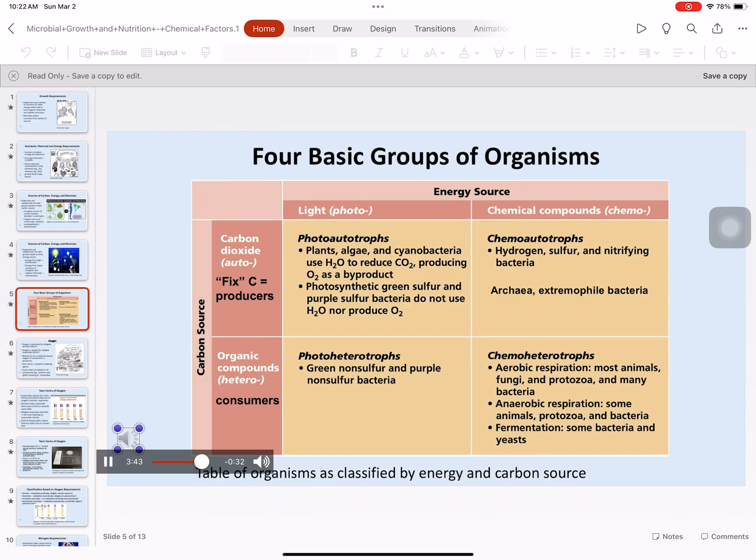Now, I know that this is a lot of information, so the organisms that we're going to be most concerned with are the photoautotrophs that we've talked about in lab, organisms like Nostoc. And then we'll be interested in the chemoheterotrophs, organisms like us, as well as fungi and protists and bacteria.